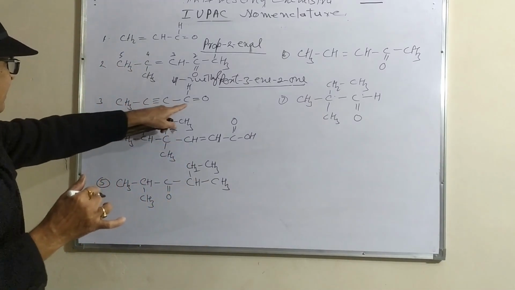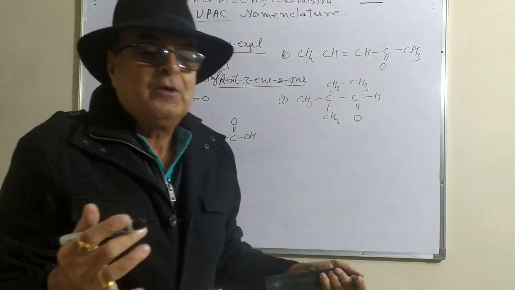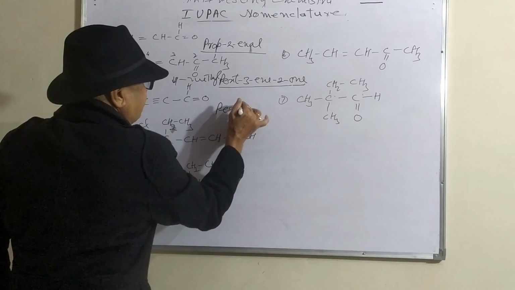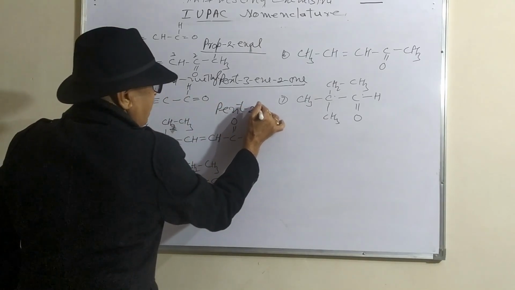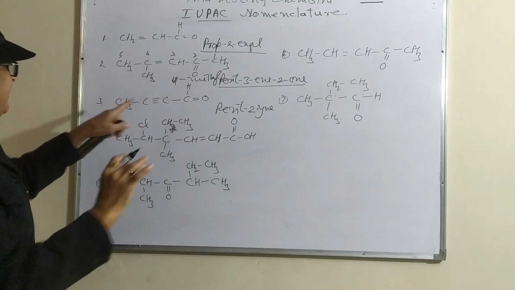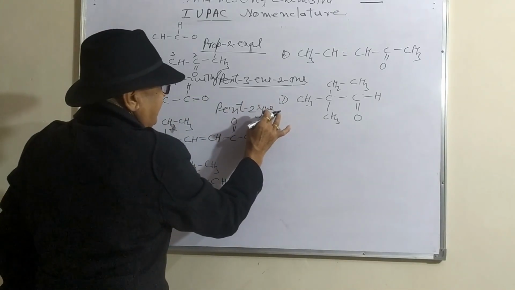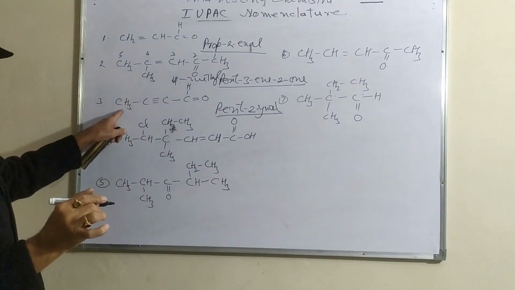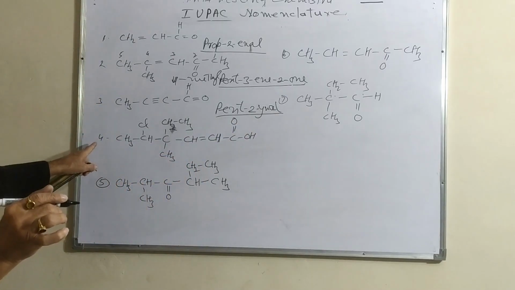Now come to this compound. Here you will find the longest chain of 5 carbons. So it is pent, and you will find one triple bond between 2 carbons. So the name of this compound will be pent-2-yne. Here one is CH, so the e will be deleted and yl will be added. So the name of this compound will be pentynyl.